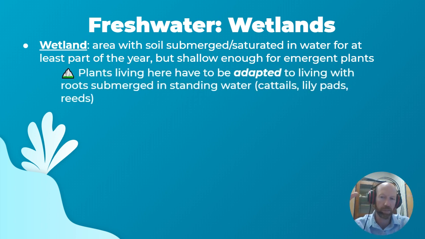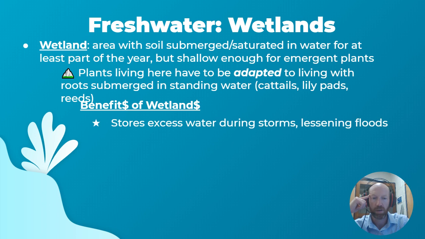So our think like a mountain big picture idea here is that the plants that are living there need to be adapted to that specific area. For all of these biomes, the organisms need to be adapted to that specific area. So the plants in a wetland need to be adapted to living with the roots submerged in standing water. So think cattails, lily pads, reeds, things like that. So there's some benefits to wetlands. They store a lot of excess water during storms, lessening floods.